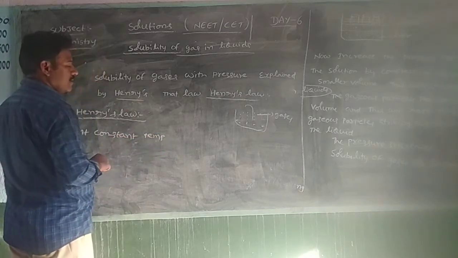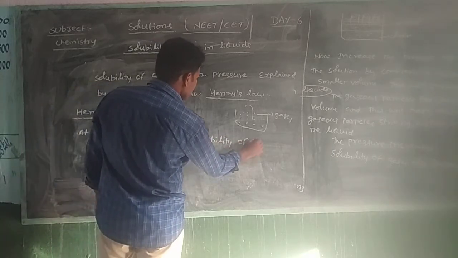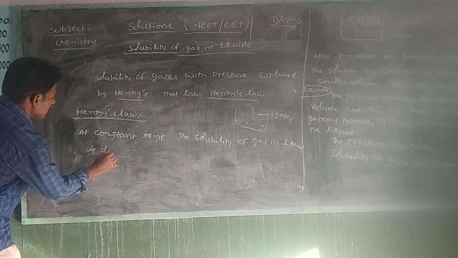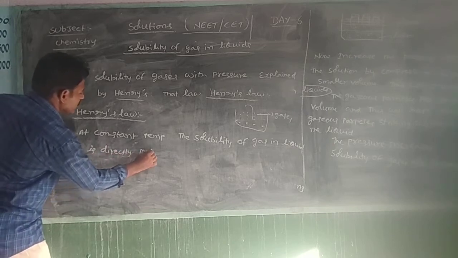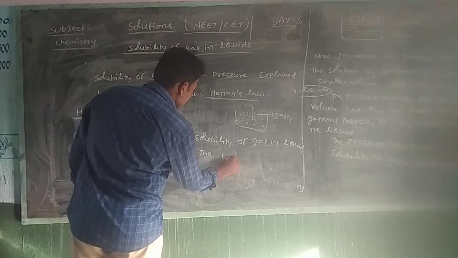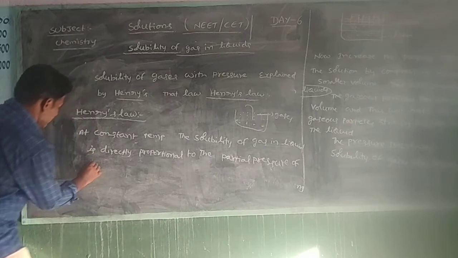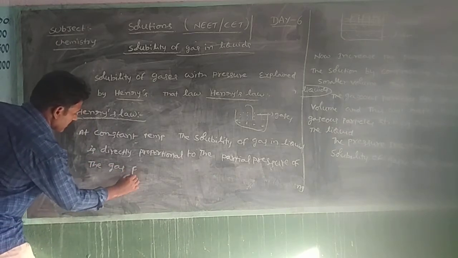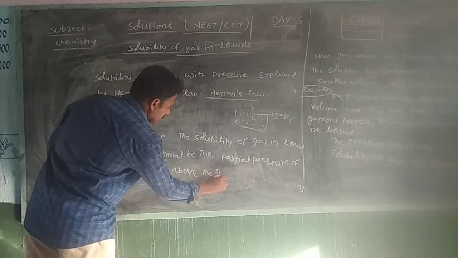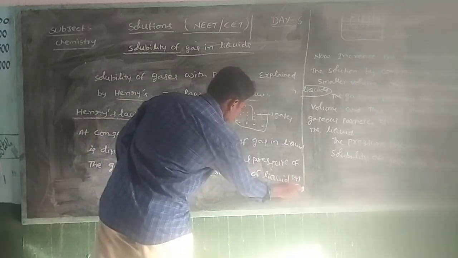At constant temperature, the solubility of a gas in a liquid is directly proportional to the partial pressure of the gas present above the surface of the liquid or solution.